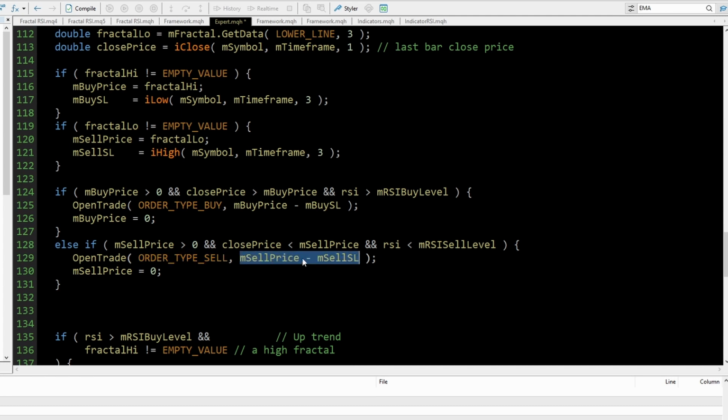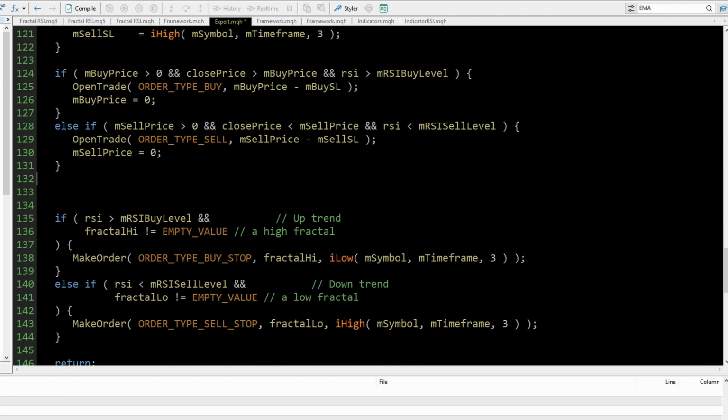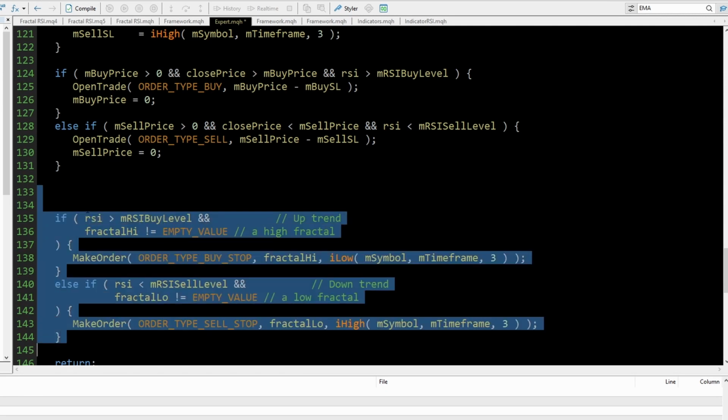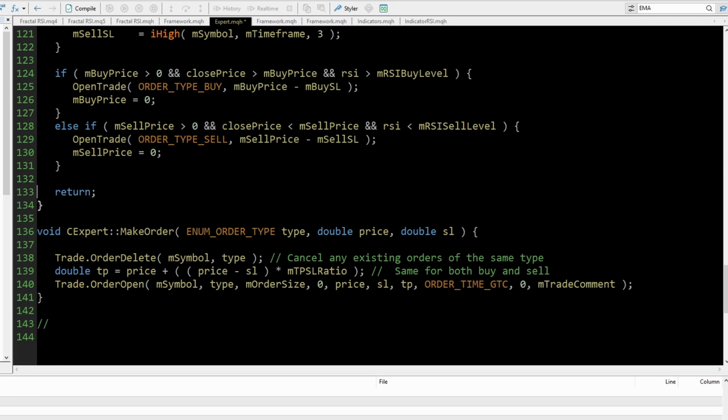Now you might think that this should be sell stop loss minus sell price, but because this will return a negative number rather than a positive number, that actually works inside the open trade function. We'll see that soon. And then set sell price to 0. And that replaces this earlier code. Try and just take that out now. And now to the open trade code. I'll leave the make order there for a moment and I'll place the open trade below that.